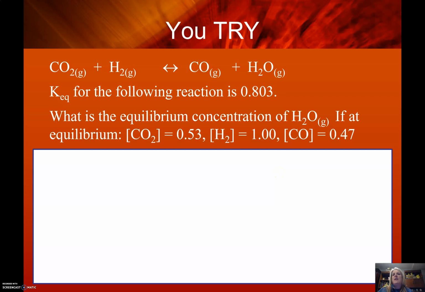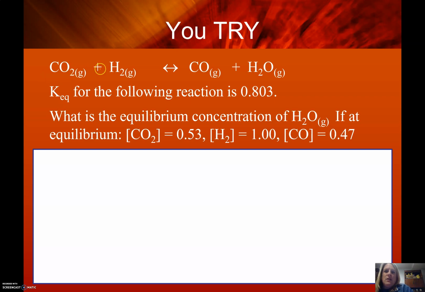So here we have carbon dioxide reacting with hydrogen gas to produce carbon monoxide and water. So balance your equation, write your KEQ expression. This time, again, you have a KEQ. You're solving for the concentration of water. So see if you can get this correct. Pause the video and then check.